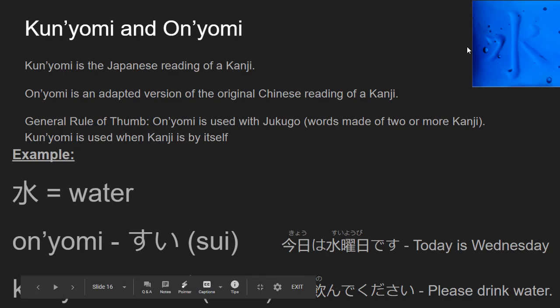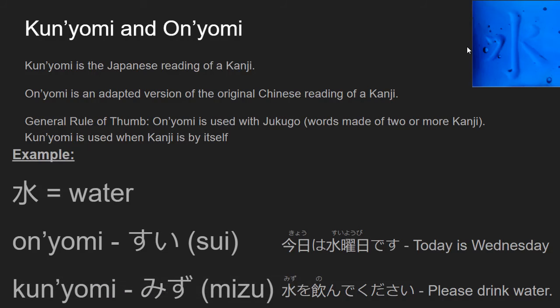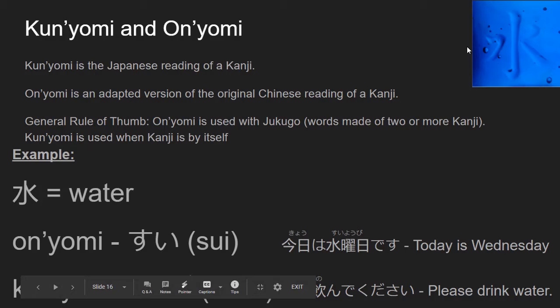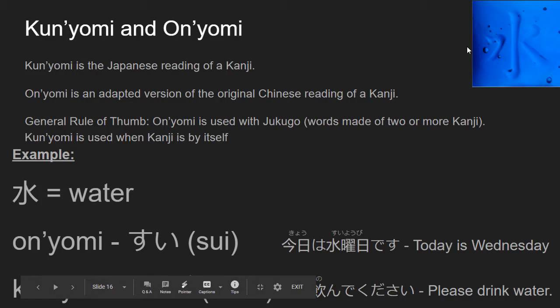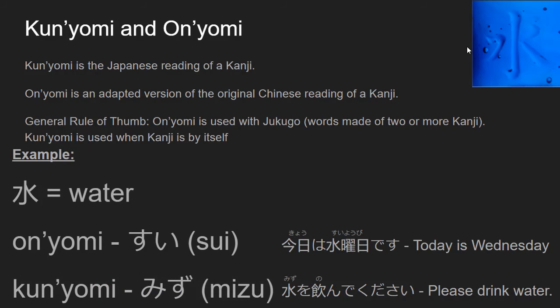However, in the bottom sentence, it says, "Mizu o nonde kudasai." As you can see, it's the same kanji as the one used here, but it's by itself. It's used separately, so it's going to use Kun'yomi reading. So that's one way you can tell the reading from the other, whether it's Kun'yomi or On'yomi.